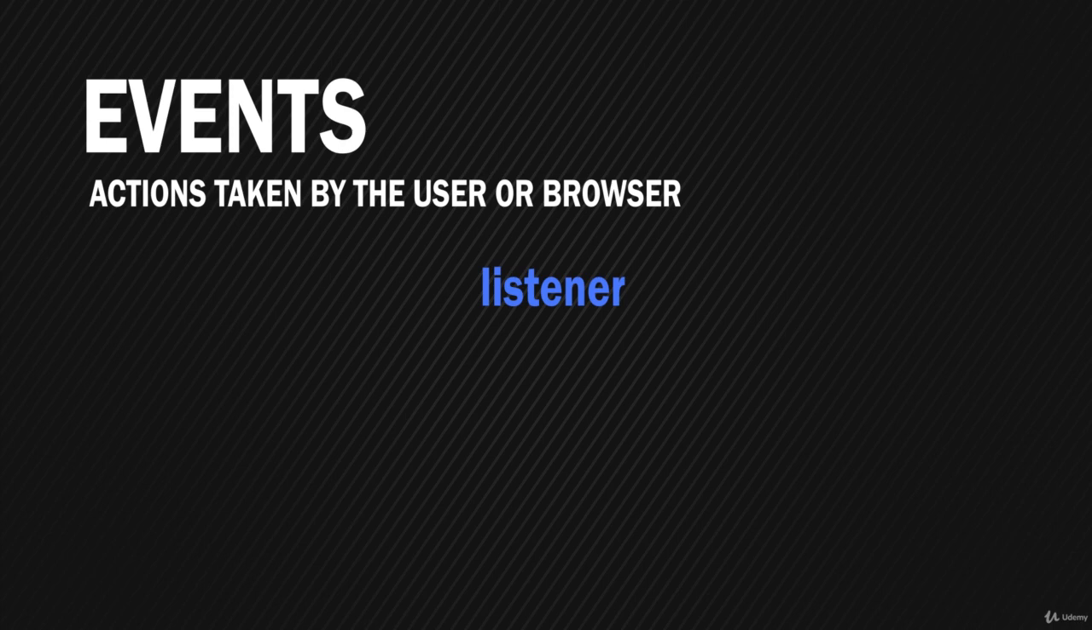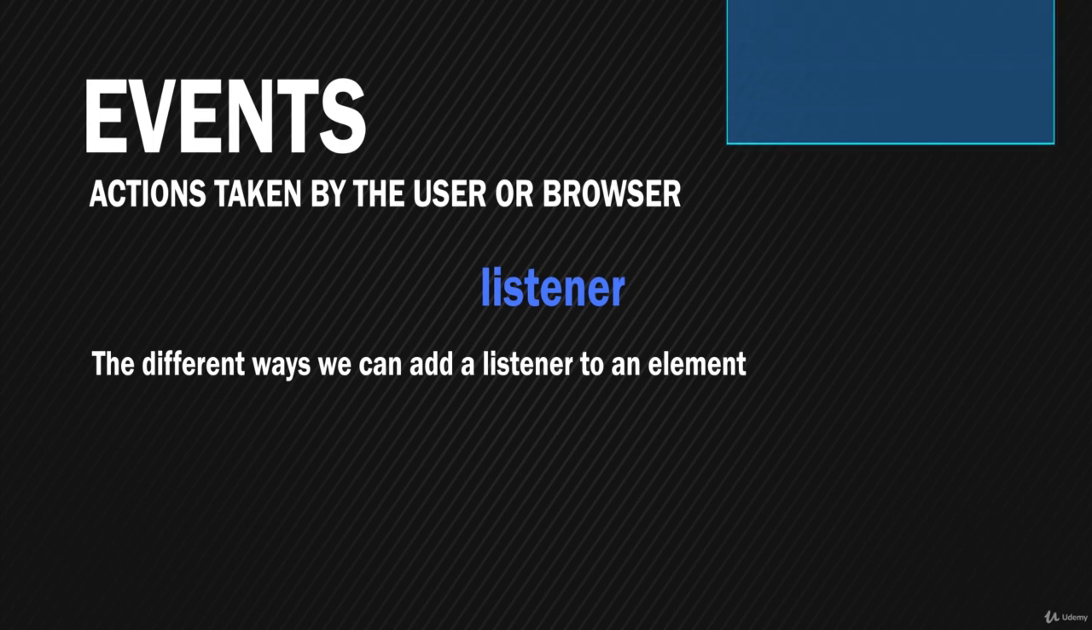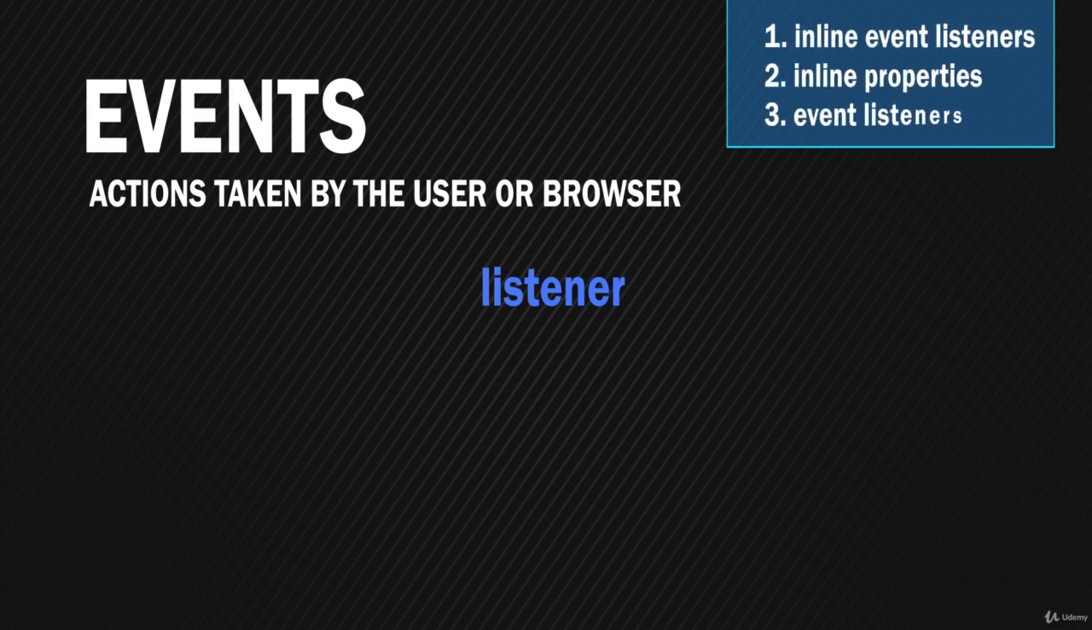And in particular, I want to look at the different ways we can add listeners to an element. And to jog your memory, there were three different ways we could add listeners to elements: inline event listeners, inline properties, and event listeners. I know it's weird, it's not very intuitive, but I want us to discuss each one, and then in doing so, you'll have a much more intuitive feel for how they work.